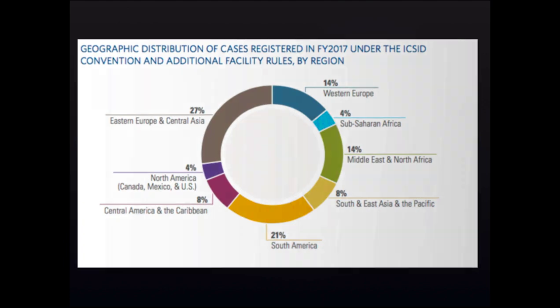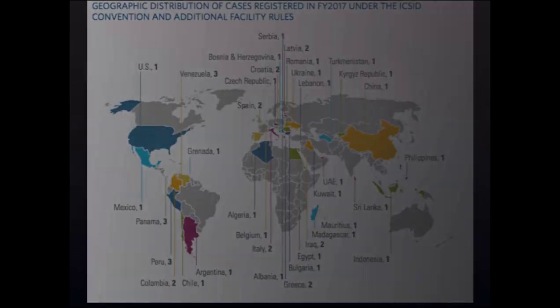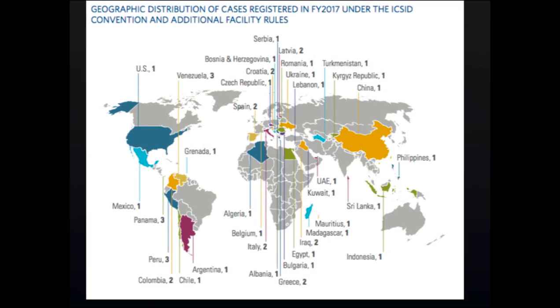If we disaggregate it by country, you can see that even the United States of America has been a respondent in an ICSID arbitration case. Other interesting cases of capital-exporting states: for example, Spain, England, Italy have been respondents, Belgium.